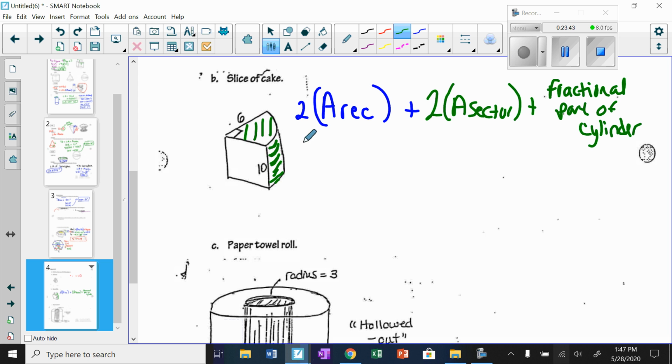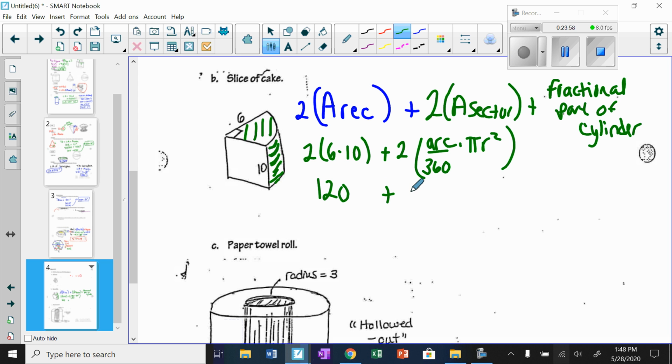So 2 times the area of a rectangle. So we're 2 times 6 times 10, which is going to be 120. And now plus 2 times the area of a sector, that's going to be arc over 360 times pi r squared. So our arc, the central angle is 90. So we're going to say 90 over 360 times pi r squared. So that's going to be 120 plus 1/4. This simplifies down to 1/4 times 2.